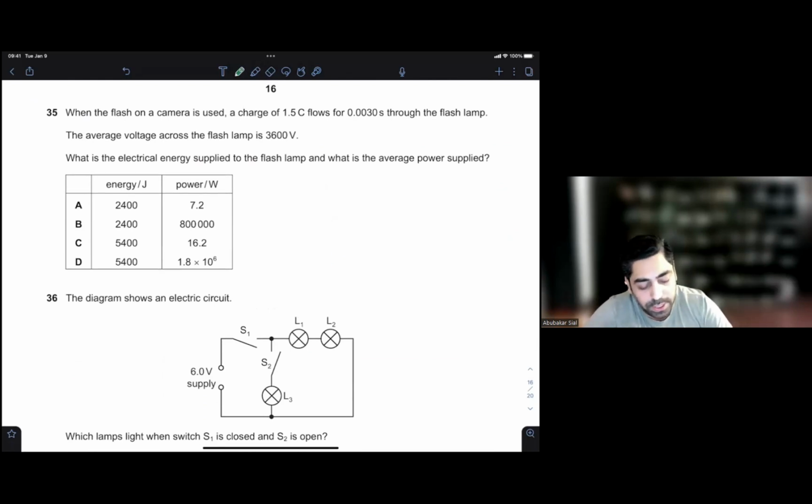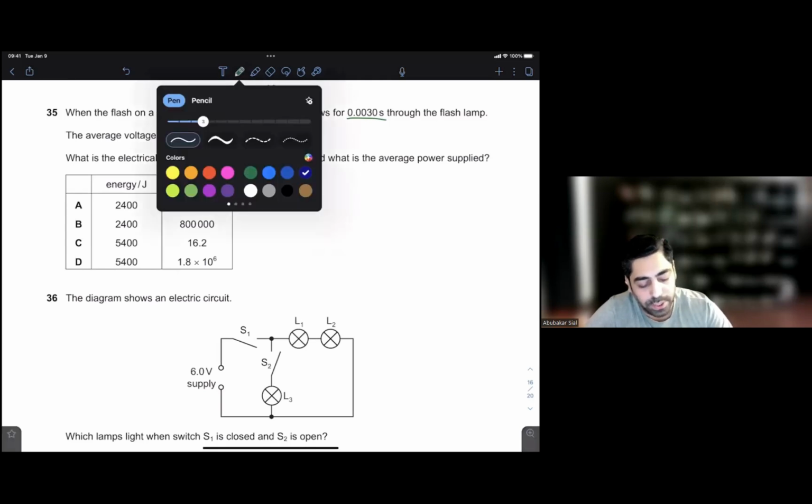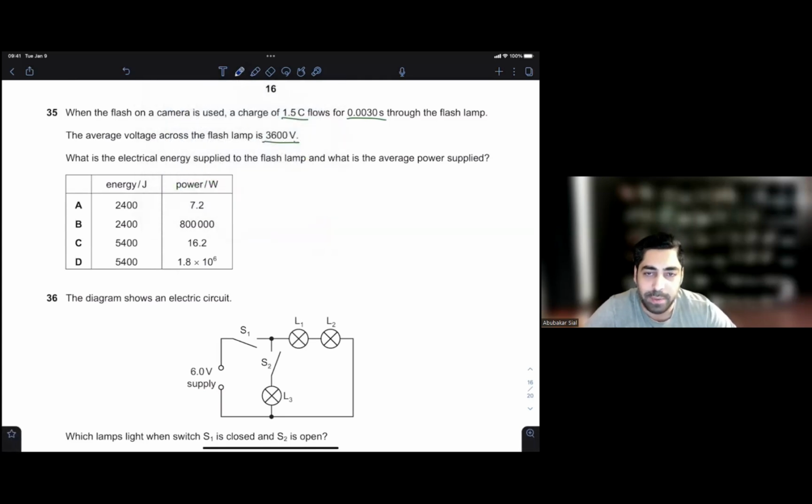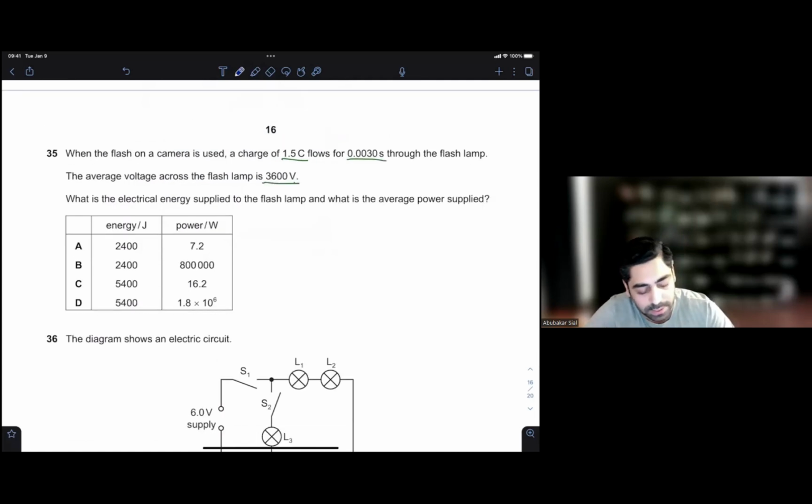Okay, similar question. A charge of 1.5 flows for 0.003 seconds through the flash lamp. Average voltage is 3600 volts. What's the electrical energy supplied to the flash lamp, and what's the average power? Again, let's put that method to the test. This is Q, this is T, and this is V. What are they asking us for? E and P. We know that E and P are both related. We can go with either one.